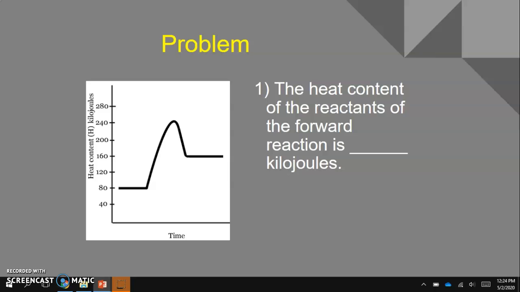So the image on the screen is an energy diagram. So what we looked at in our lesson today. So here we've got a reaction taking place. On our x-axis we have the time. So this is the time elapsed for the chemical reaction. And then on the left-hand side on our y-axis we have our heat content in kilojoules. So kJ, so that's the heat content or the energy of the reaction.